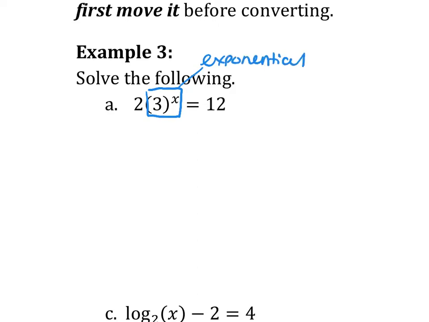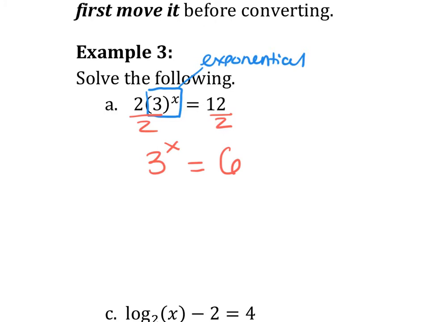Our exponential is not alone on this side of the equal sign. There is this 2 being multiplied. So before we can do any converting or do anything of that sort, we have to get rid of that 2. How would I get rid of that 2? Divide. Yeah, it's being multiplied, so you would divide both sides by 2. So then we'd have 3 to the x power equals 6. Now the exponential is by itself, and so now we can try our tricks here.